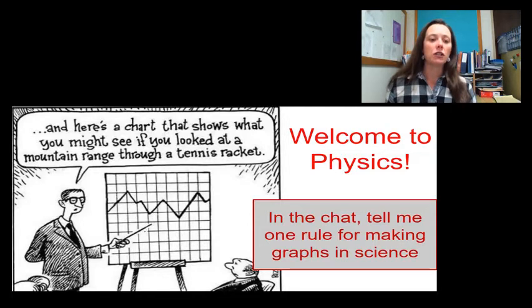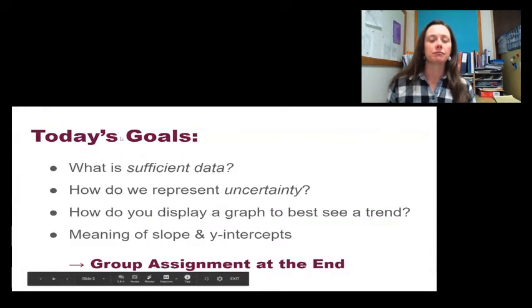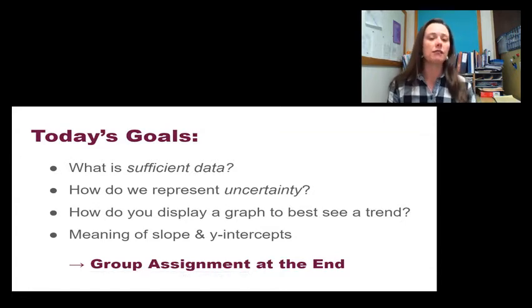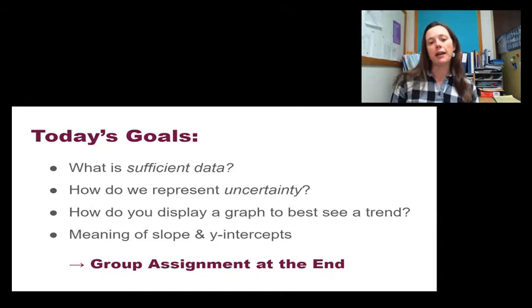So as we look at things today, our goals are going to be to talk about what we mean by sufficient data or enough data, how we represent uncertainty in our data, how to display data to see a trend, and what we mean by the slopes and y-intercepts, how we can interpret those values. At the end, we did a group assignment that I will present on here, and you can try out and see what your answers would have been.